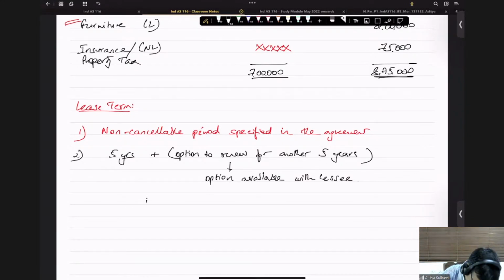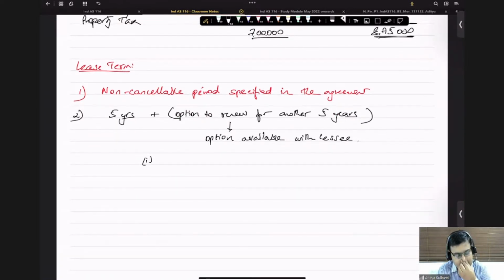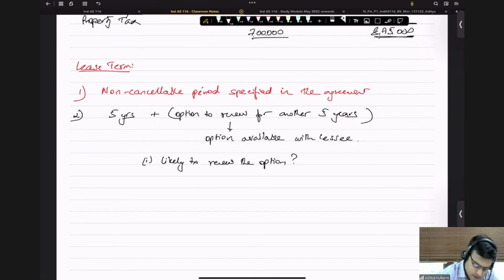So the first one is, we will ask the lessee: is the lessee likely to renew the option? Suppose he answers yes. In that case, what is going to be your lease term? Your lease term will be 5 plus 5 is equal to 10 years. Very simple. Let us move on to the next one.